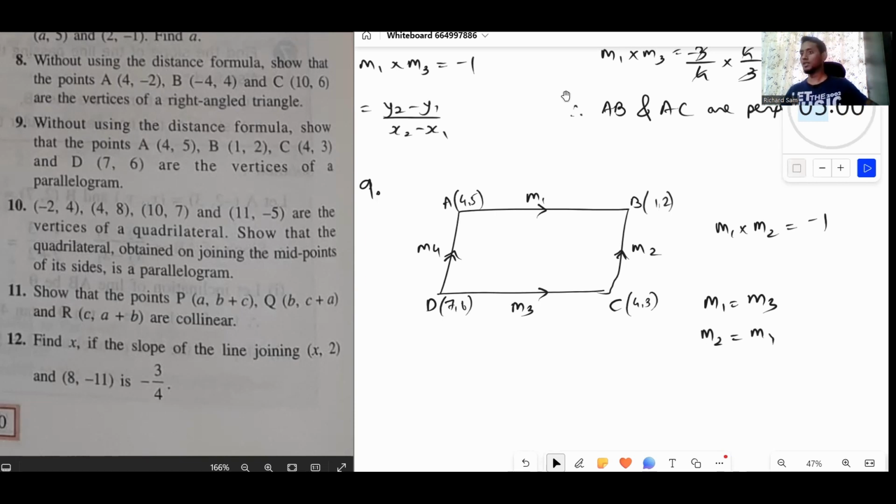So, did you get M1 and M3 equal? M2 and M4 equal? All got it. M1 and M3 are equal. M2 and M4. Hence proved, you should write. Since opposite sides are parallel, these are the vertices of a parallelogram.